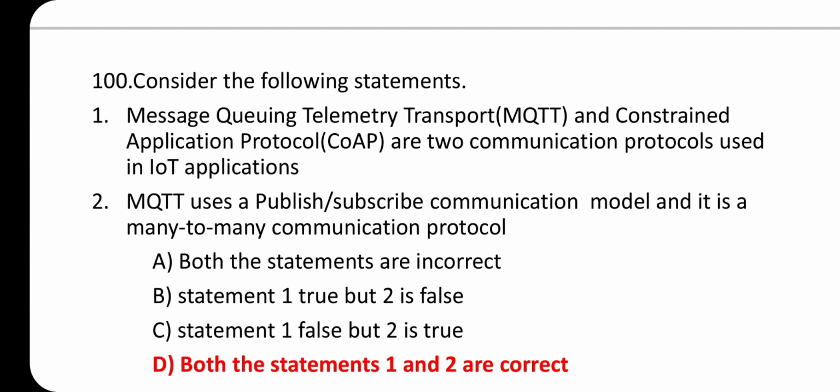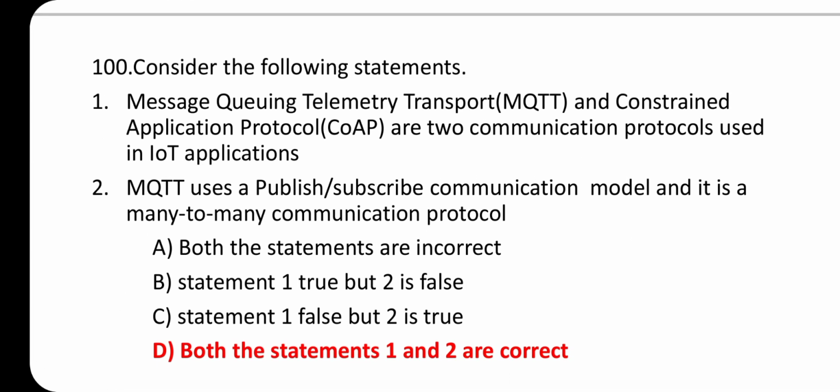The last question, 100. Consider following statements. Message queuing telemetry transport, MQTT, and constrained application protocol, CoAP, are two communication protocols used in IoT applications. MQTT uses publish or subscribe communication model and it is a many-to-many communication protocol. The correct answer is D. Both the statements 1 and 2 are correct.